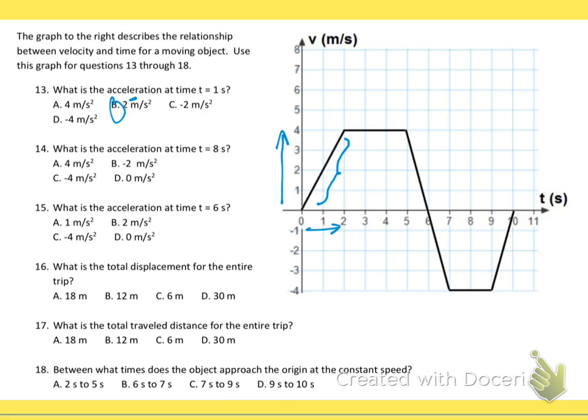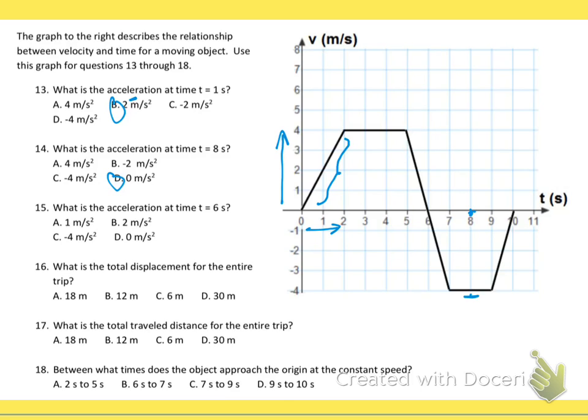For number 14, what's its acceleration at 8 seconds? Well, again, we need to find the slope, but this time at 8 seconds. And we can see there is no slope, so its acceleration would be 0 meters per second squared.